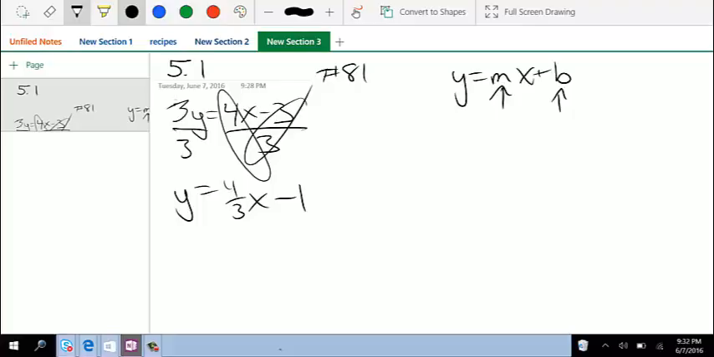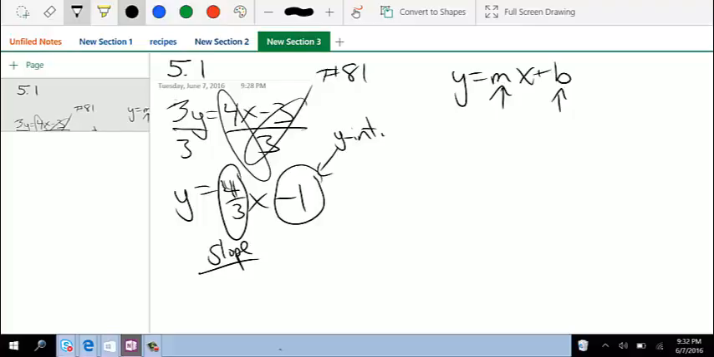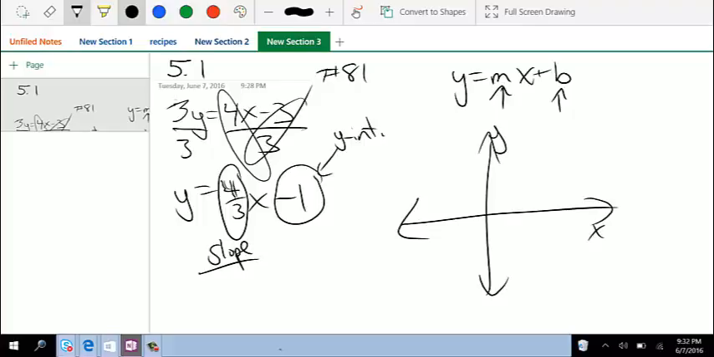Now, what that means is that we've got this number here. That is what we call our y-intercept. And this number here is our slope. And that tells us everything we need to graph. So, to graph, this is our x-axis, this is our y-axis.